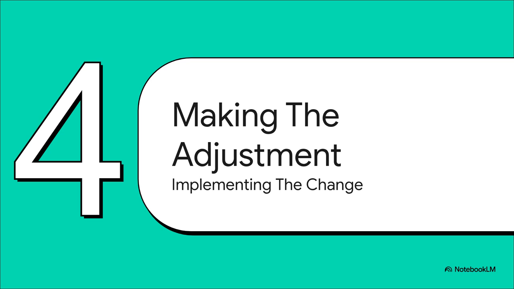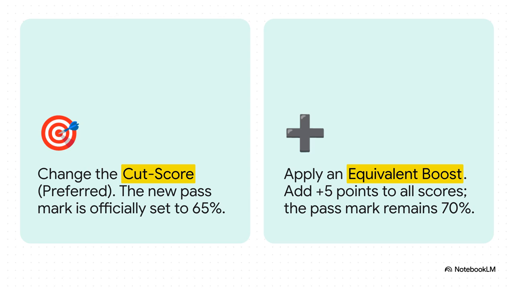Now, the big question is, how do you actually apply this to the student grades? You've got to be clear and transparent about it. You basically have two main ways to do this. The preferred method is the most direct. You just announce that the cut score for this particular exam has been set to 65%. Simple. But if your institution has a policy that requires a fixed pass mark, say 70%, you can do a mathematically equivalent boost. In this case, you just add 5 points to every student's score. The pass-fail outcome is exactly the same. The real key, either way, is just being transparent about what you did and why.